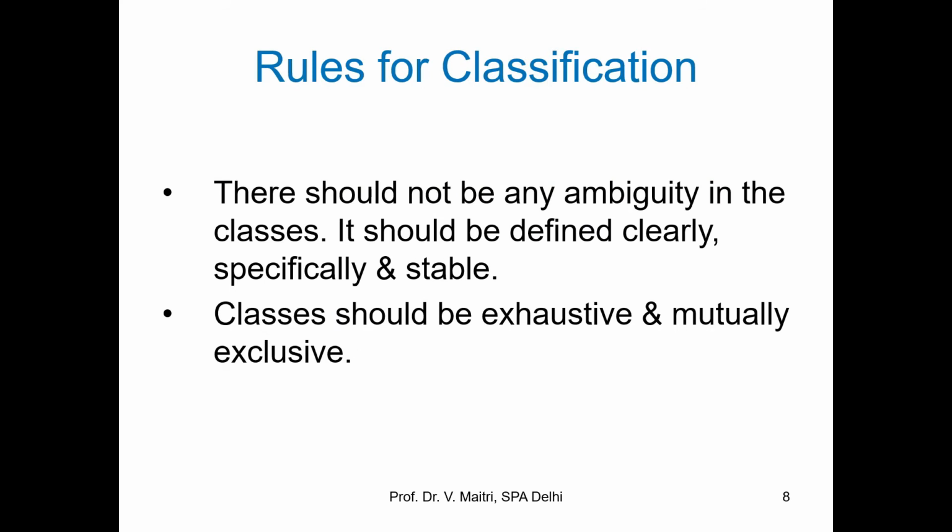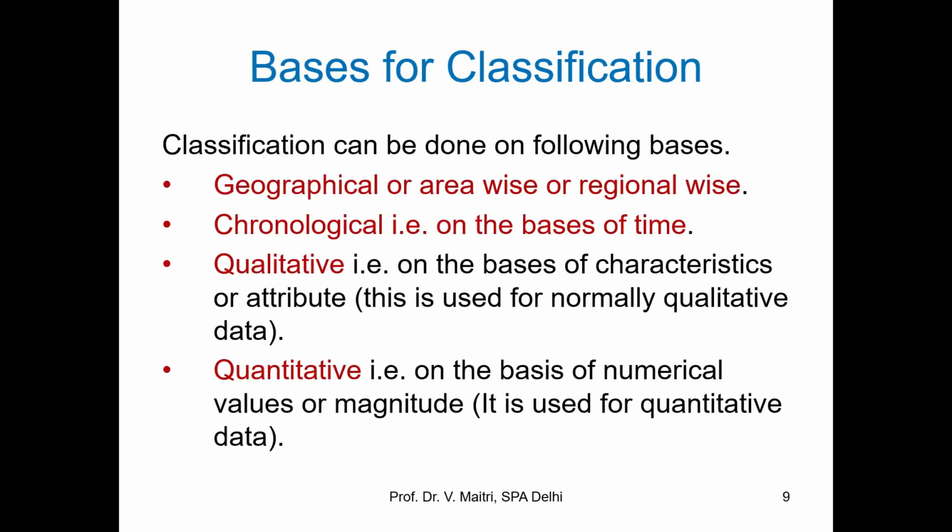Now what are the rules for classification? The first rule is, there should not be any ambiguity in the classes. They should be defined clearly, specifically and be stable. It is not that in one shot we are using one class and in another we are using another classification. Classes should be exhaustive and mutually exclusive. That is, data appearing in one class should not be part of another class. That is the most important.